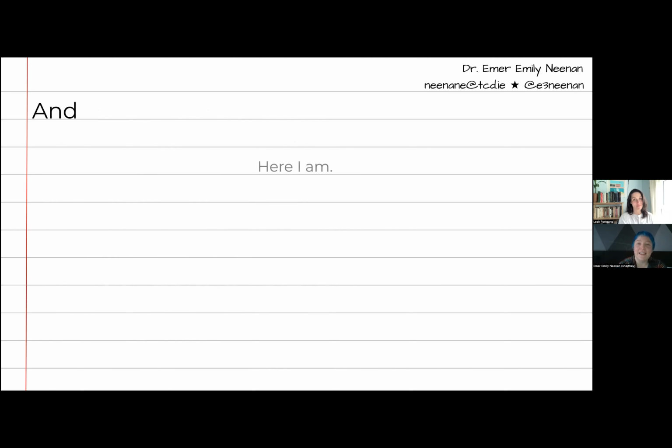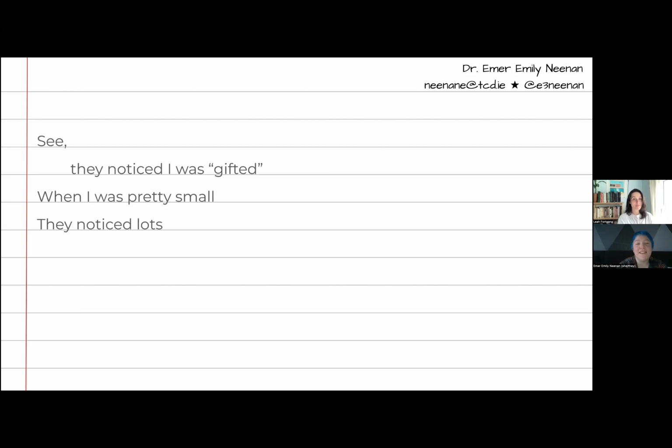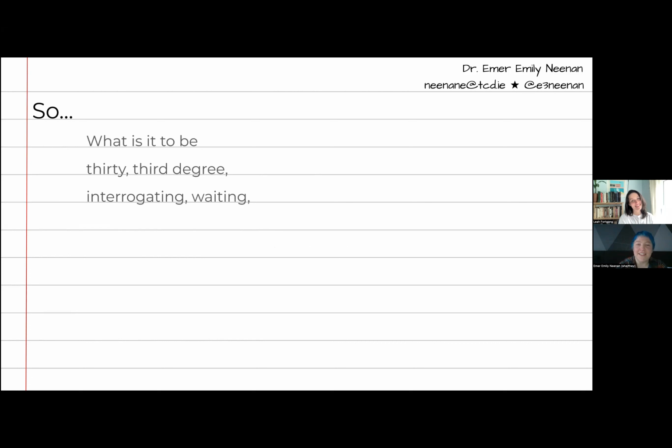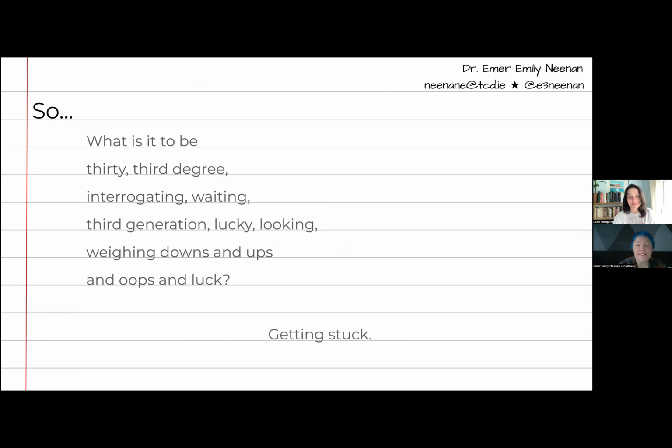And here I am. See, they noticed I was gifted when I was pretty small. They noticed lots about me, but they didn't notice all. I am a girl become a woman whose attention definitely has directionality. So what is it to be 30, third degree, interrogating, waiting, third generation, lucky looking, weighing downs and ups and oops and luck and getting stuck?